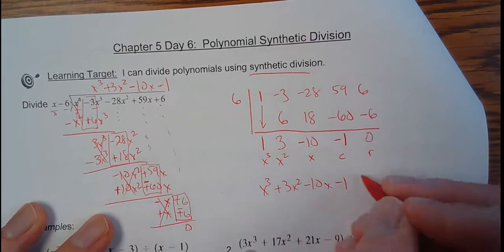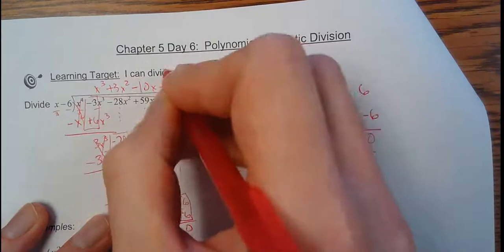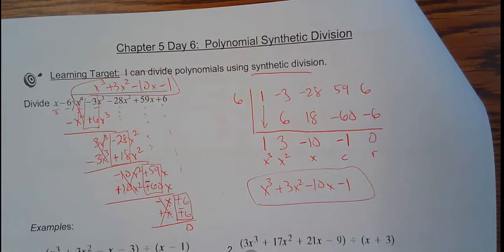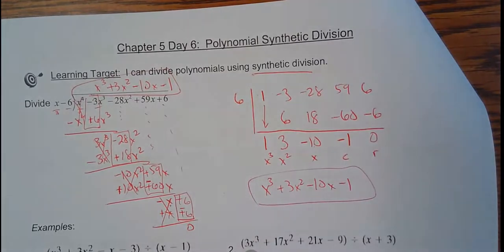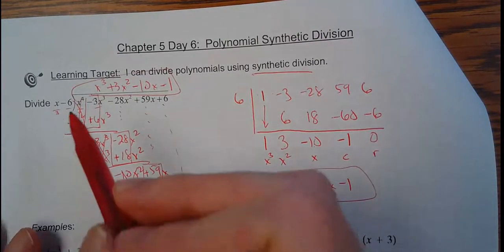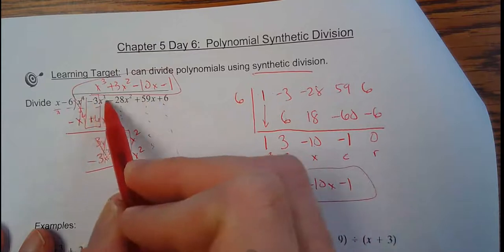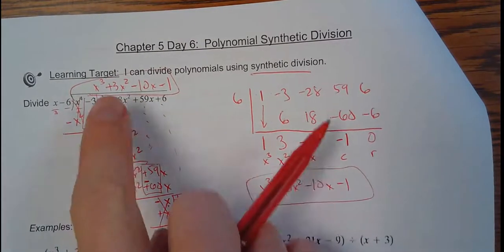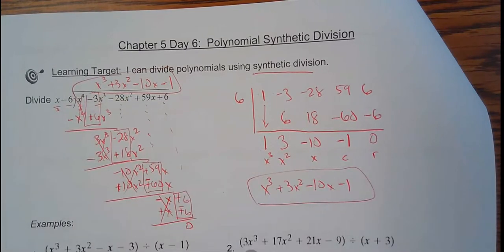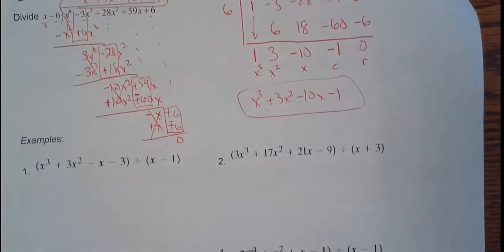Minus 1, and no remainder on the end. So there I get the exact same answer, but which one would you rather do? I'd much rather do this. The one thing to be careful of here is if there was something missing, like if there was no x cubed, make sure you put a 0 in its place. Same thing as when you're writing your polynomial long division. If there's something missing, put a 0 in its place.